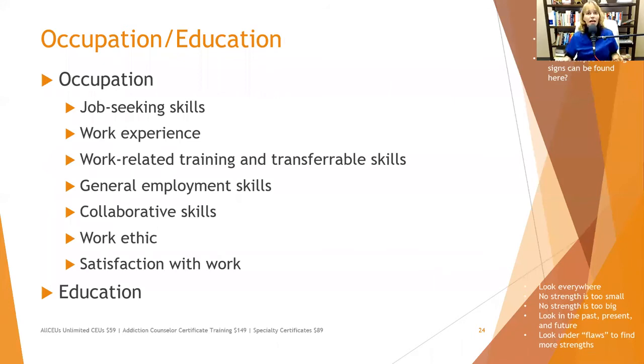Occupationally, we want to help clients evaluate their job-seeking skills, their work experience, work-related training, and transferable skills. Like I said, it doesn't have to be going from one to another. Like, I'm a counselor. What can I do with that? What skills do I have that can transfer? Or I'm a teacher, or I'm a line cook, or whatever it is. Helping people figure out what skills they have, whether they learned it on the job or through a hobby or in school, that can transfer and help them towards their recovery and achieving what they see as a rich and meaningful life.